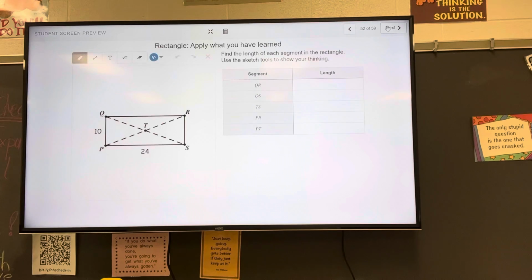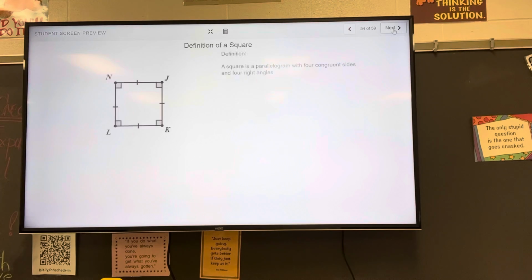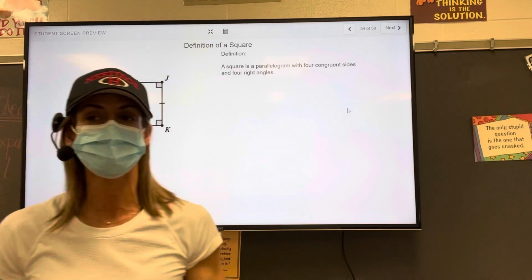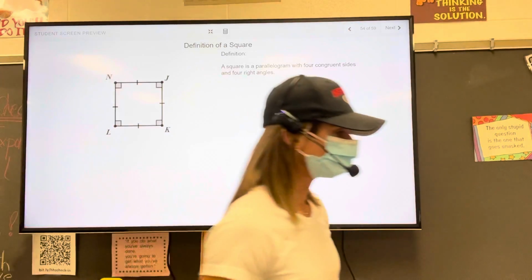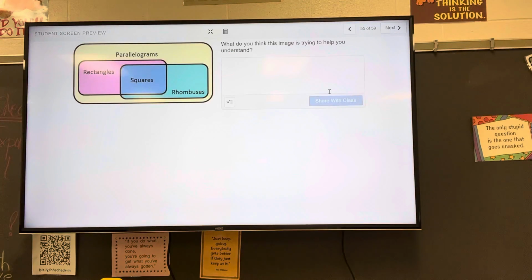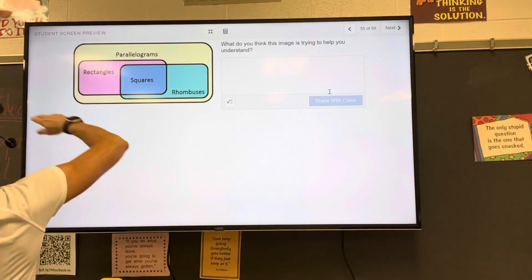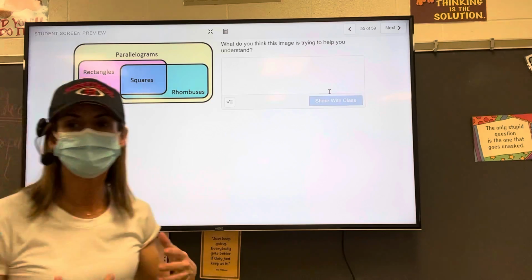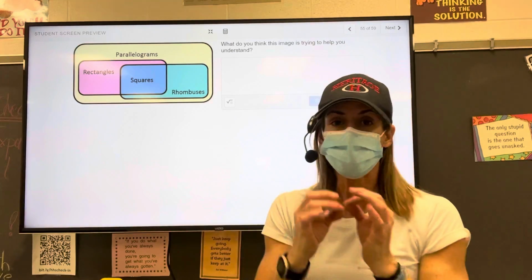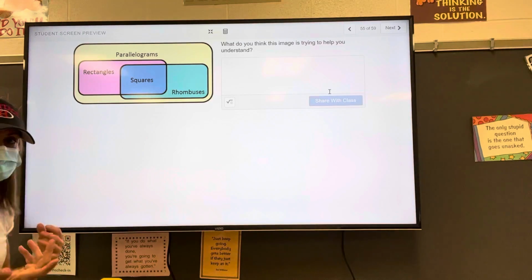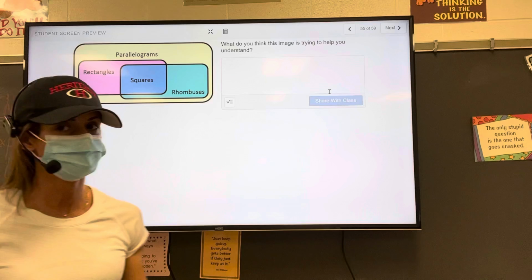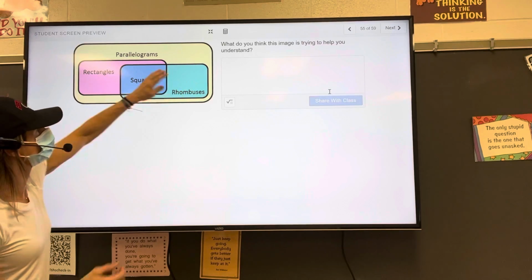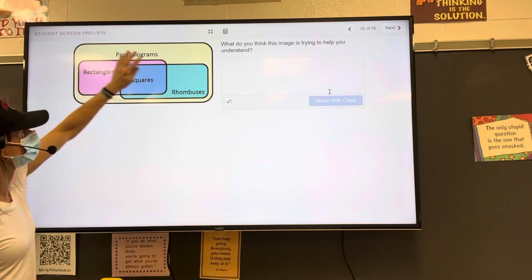All right, let's go to squares. A square is a parallelogram with 4 congruent sides and 4 right angles. So it is a rhombus and it's also a rectangle. And what this Venn diagram says is everything in this yellow figure is a parallelogram. So rectangles, squares, and rhombuses have all the properties of parallelograms because they are parallelograms. There's specific types of parallelograms. Just like we had special right triangles, we have special parallelograms. So rectangles have certain properties, and rhombuses have certain properties, and squares have properties that are both rectangles and both rhombuses.